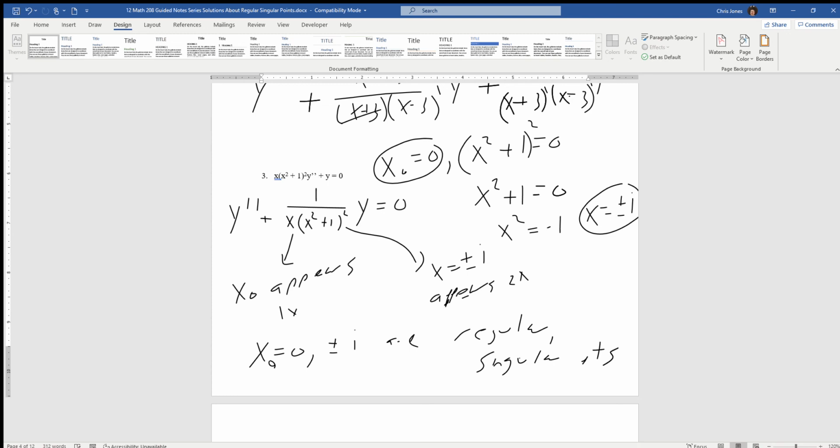All right, so hopefully this gives you a good idea as to, first of all, how to identify singular points, how to classify them as regular or irregular, and then also the whole method of Frobenius as to why we need this. So in the next video, we're going to outline the process, and we're going to go through a really basic example of the method of Frobenius.